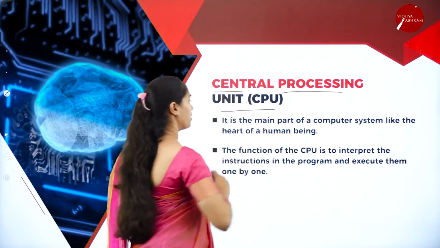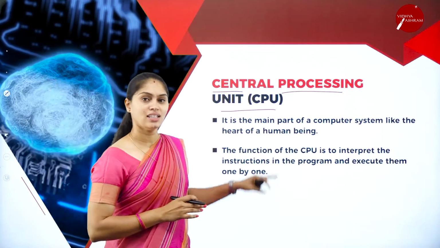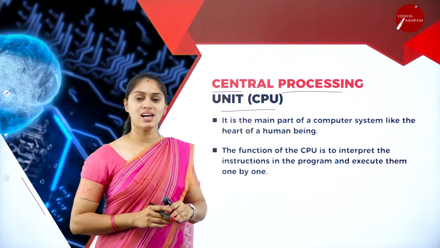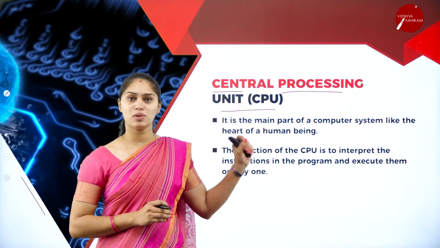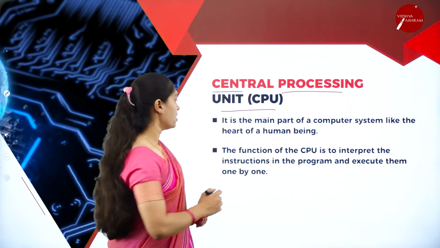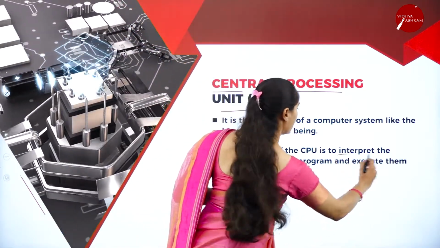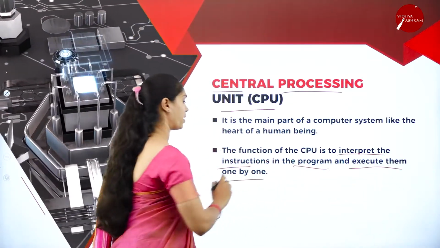Just as the human brain is important for the human, in the same way the computer CPU is also important. So I can call the CPU the brain or the heart of a computer system, that is the central processing unit. So what is the usage or function of the CPU then? It is going to interpret the instructions in the program and execute them one by one.